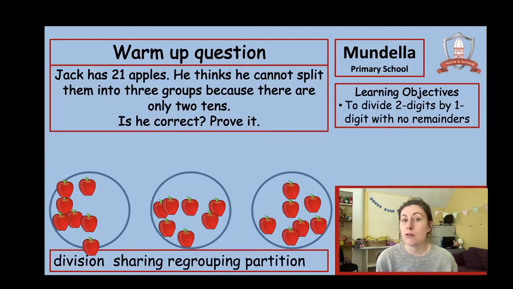So Jack is not correct because you can split them evenly between 3 groups and it means that there are 7 in each group. How could we write that as a maths number sentence? Have a think. Well done if you got it right. It would be 21, because we had 21 apples to begin with, divided by 3, because that's what we're sharing them into. And the answer is 7. Well done.